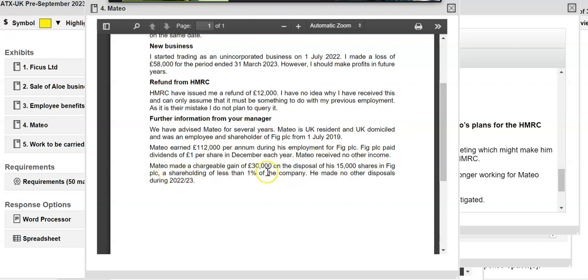Matthew made a chargeable gain of 30,000 on the disposal of his 15,000 shares, a shareholding of less than 1%. He made no other disposals during 2023. So the dividend would be 15,000, right? And the loss can also be adjusted against this chargeable gain as well.